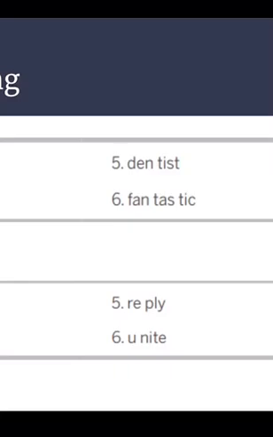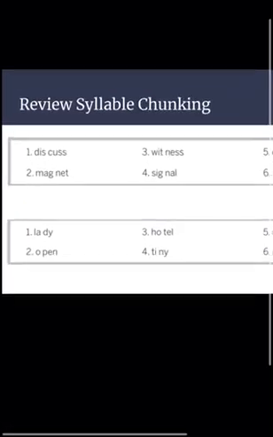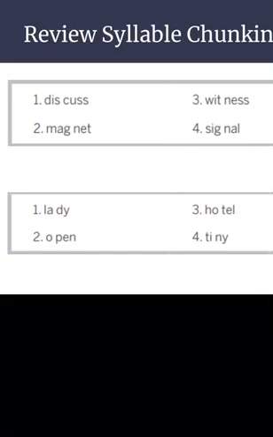Okay, let's see. Let's look at the first chunk. Fan, that A, the short vowel sound. Fan. Second, tas. Again, that short vowel sound. Tas. Okay, tic. Last vowel sound is that I, the short I sound. Tic. Fantastic. Okay. All right, let's go on to the next box.